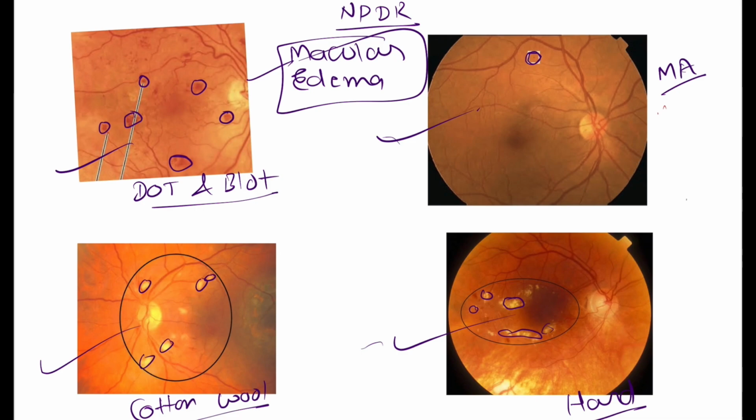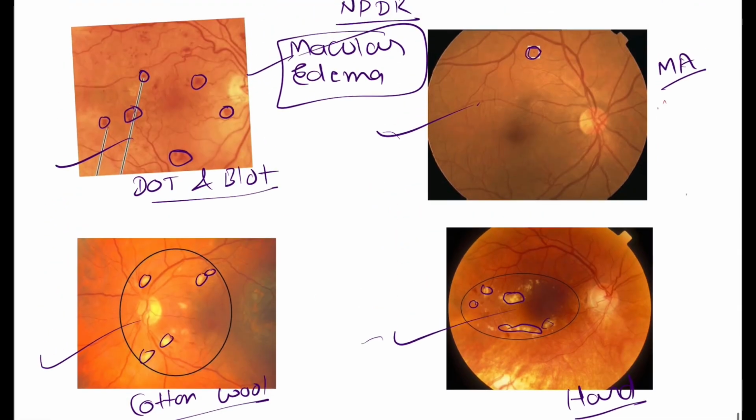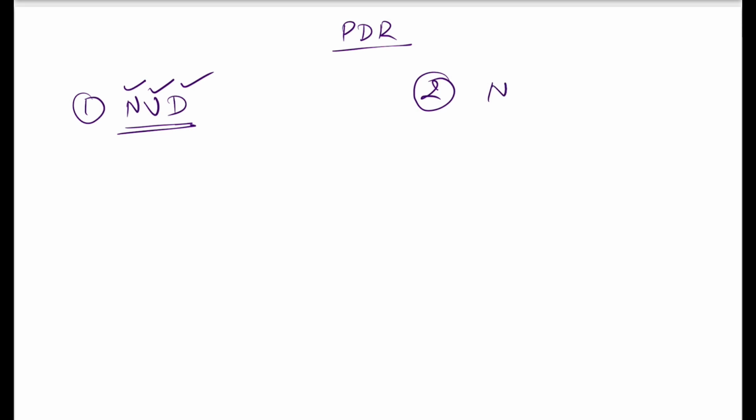Next is PDR, proliferative. Now we have the proliferation, which means there is neovascularization. There are two types. If the neovascularization is present on the disc, this is called neovascularization of the disc, NVD, the first type. The second type is NVE. If the neovascularization is elsewhere from the disc, this is neovascularization elsewhere, NVE. These two types are there in PDR.